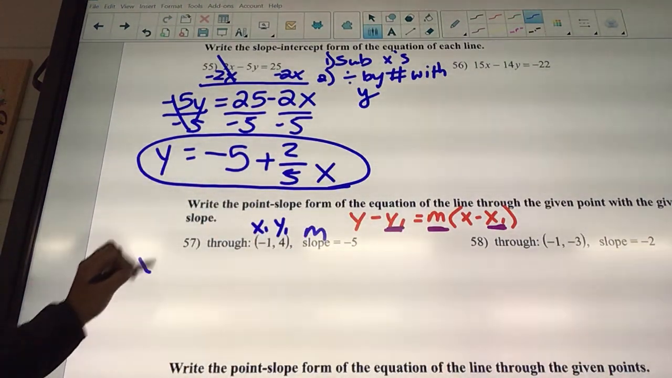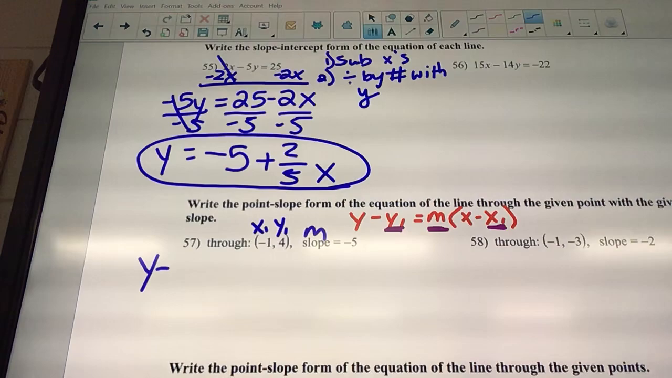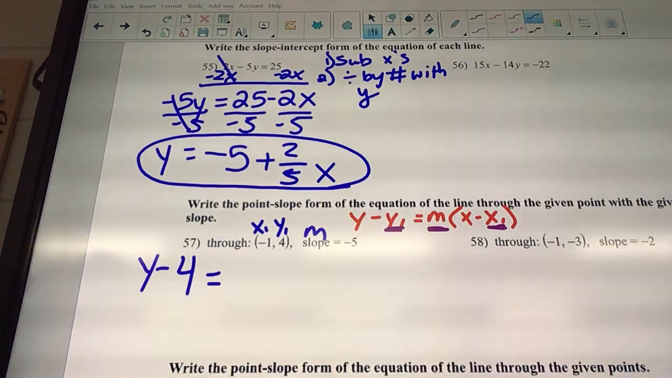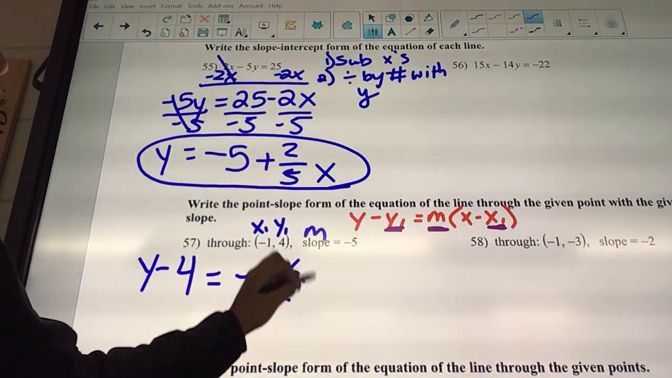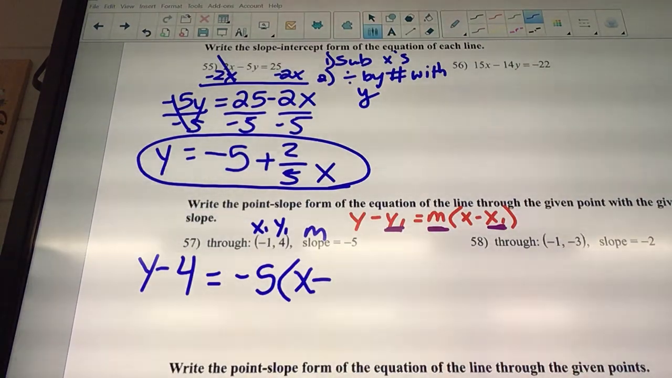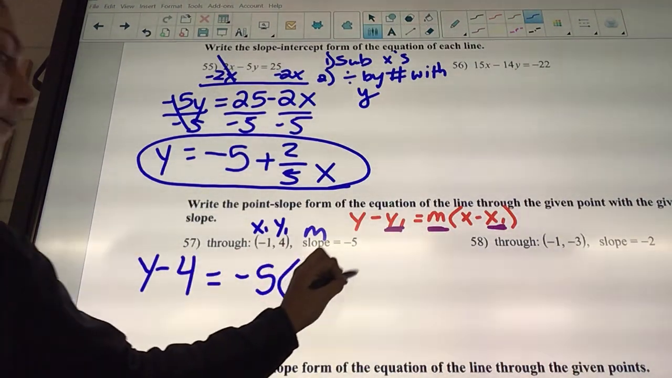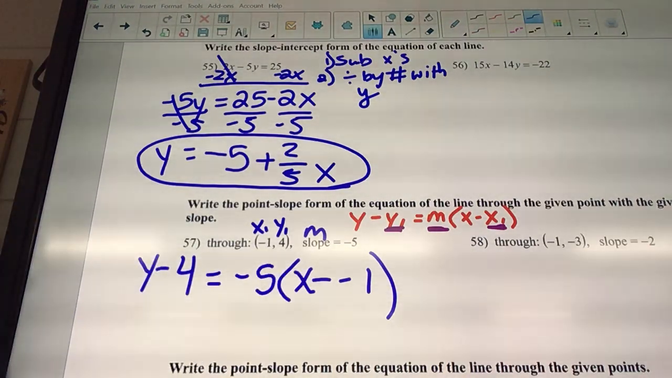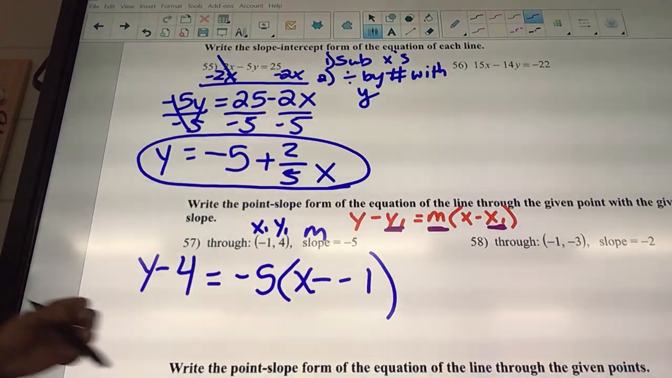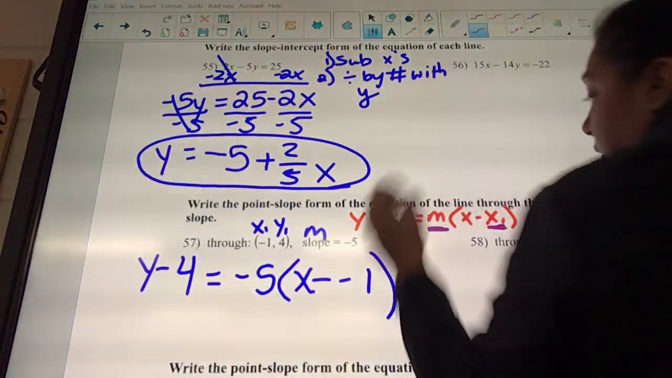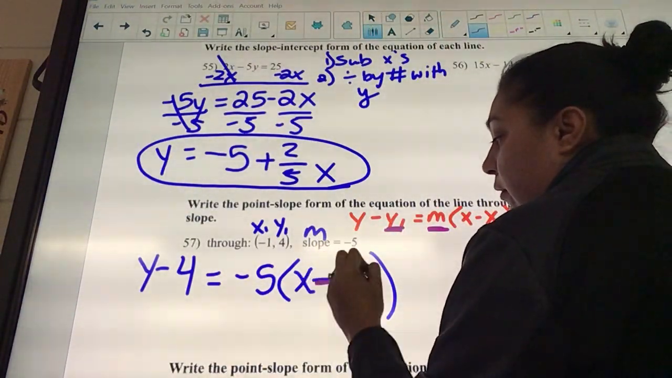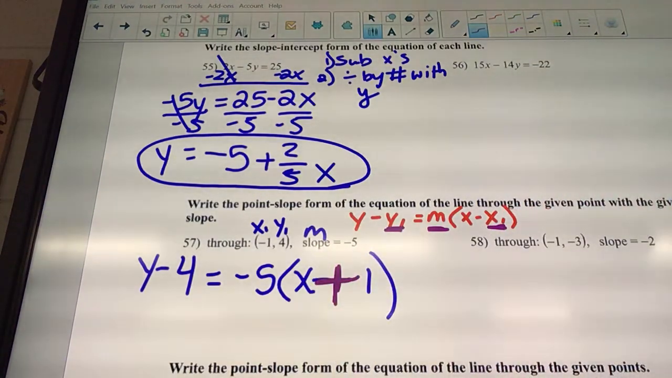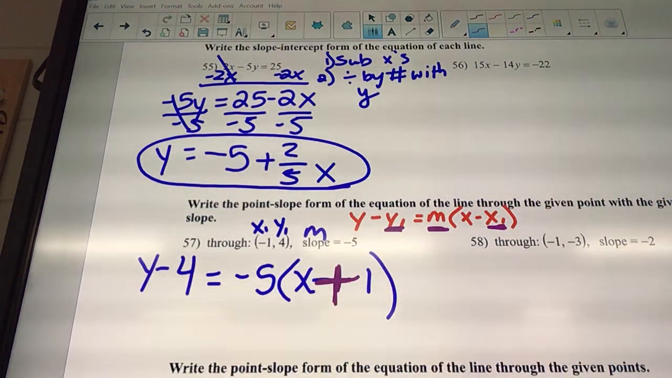Okay, so we got y minus, what is my y1? What did I label as y1? 4 equals, what's my M? Negative 5 x minus, what is my x1? Negative 1. Okay, does anybody remember, what do I do with a minus minus? You put them together and make it a plus. So this minus minus is really just going to be a really big plus sign. So we kind of cover it up and it's gone. And you do need to change that to a plus sign.